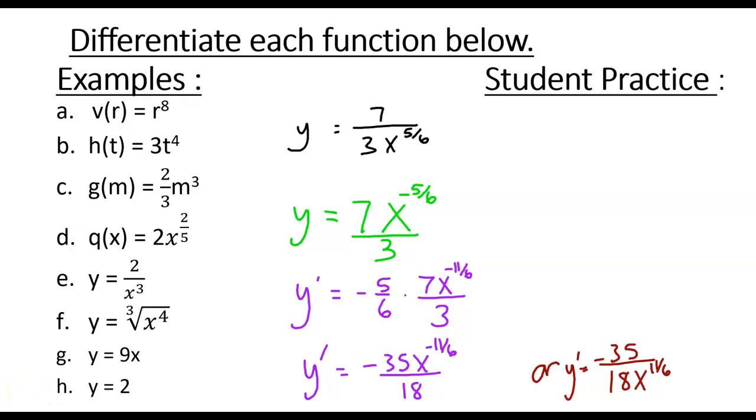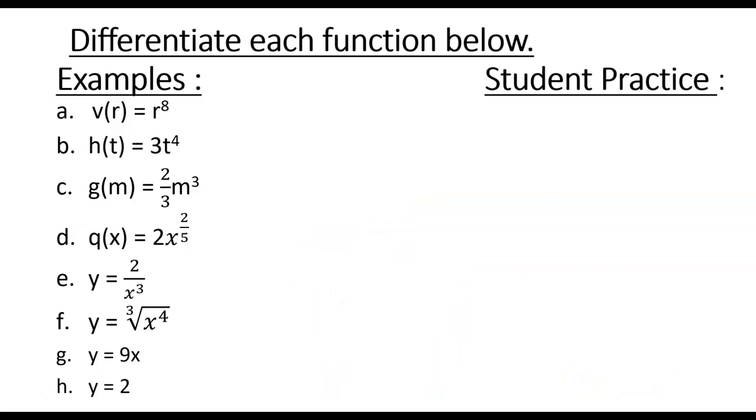All right, there you go. So in green, we have the rewriting process. In purple, we have the power rule. And then in red, we have the other way to write it. All right, let's go ahead and move on to part F. All right, so here's another pre-calculus rule. Another pre-calculus fact.